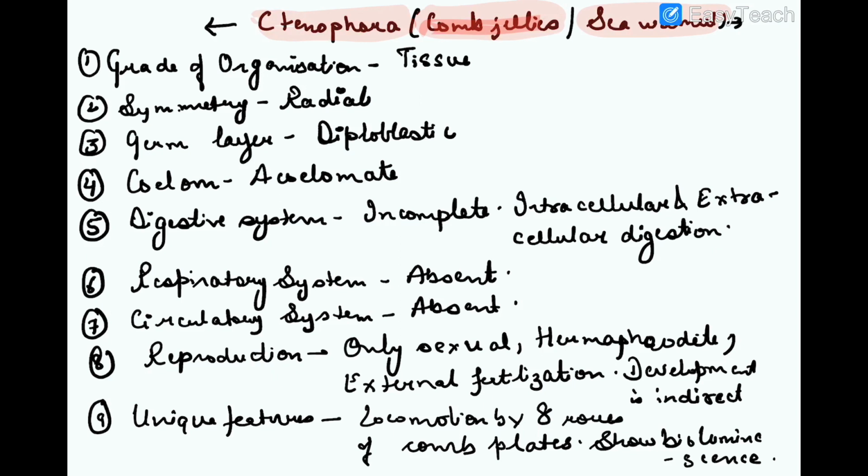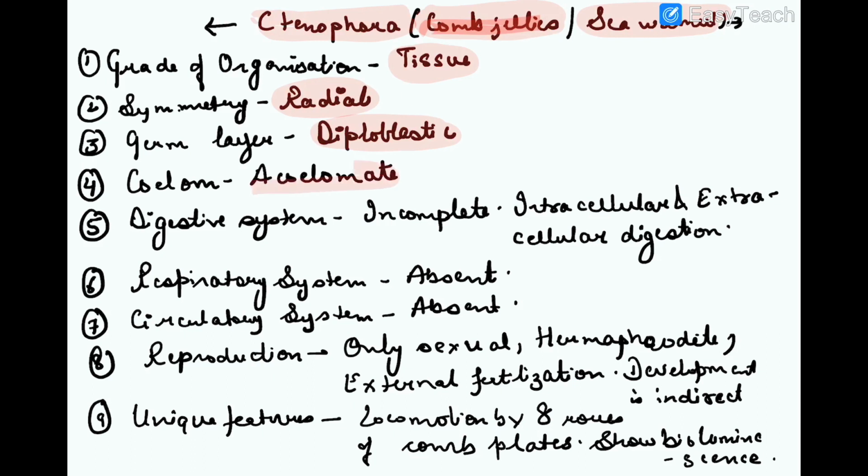Grade of organization. Ctenophora have tissue level of organization. Symmetry. The symmetry of Ctenophora is radial, that is, the body can be divided into two equal halves by any plane. They are diploblastic, which means they develop from two germ layers, the ectoderm and the endoderm.